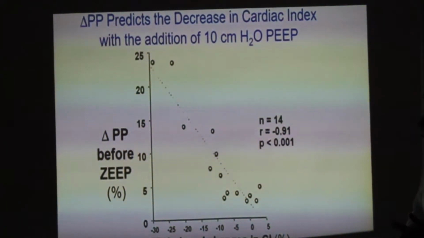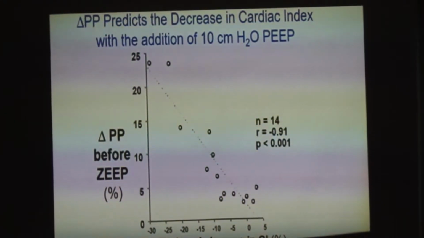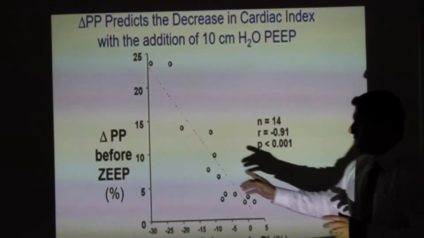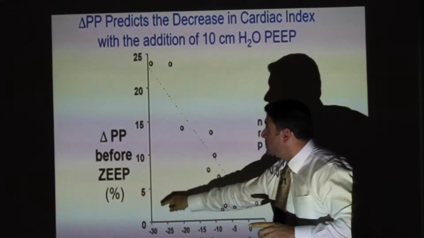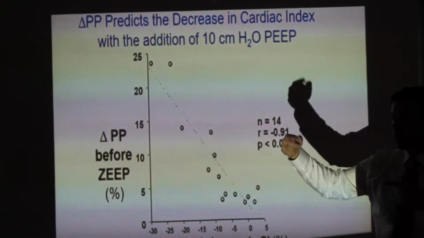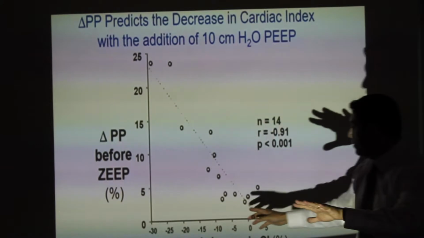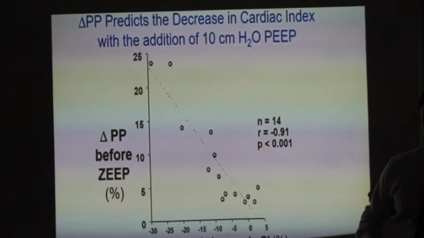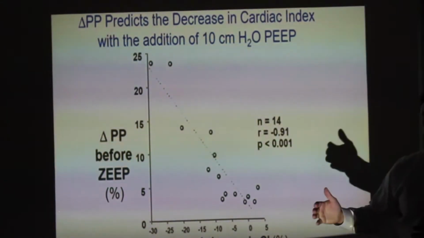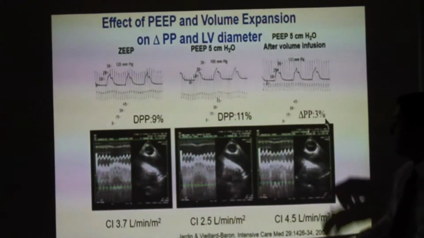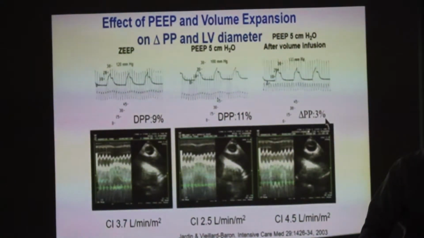If you look at this study, the change in pulse pressure, or pulse pressure variation, predicted the decrease in cardiac index with the addition of 10 of PEEP. Basically, the higher the pulse pressure variation, it means the patient is dry. If you add PEEP, you're going to have a decrease in cardiac output. So it's very important, when we have somebody with ARDS, to do a pulse pressure variation and make sure his pulse pressure variation is below 13.